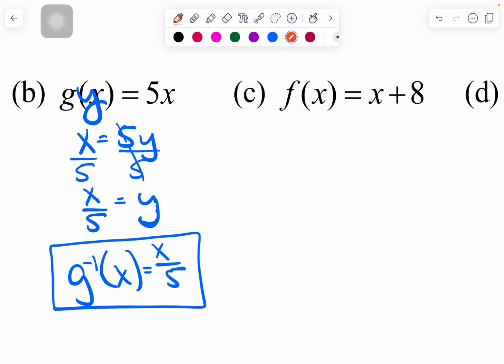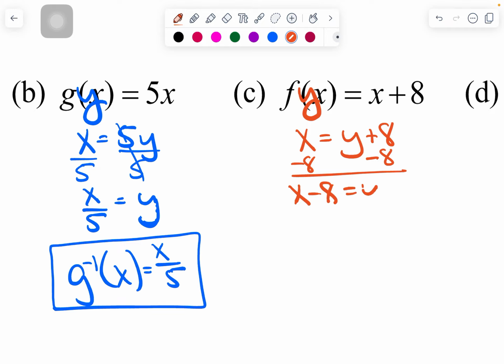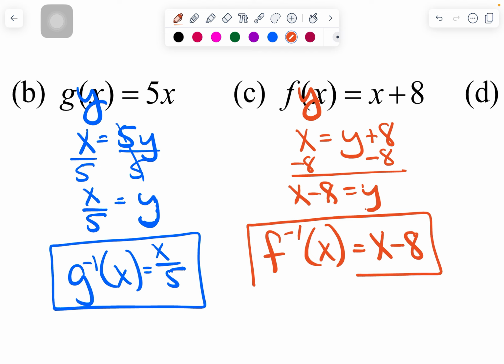All right, so for part C, we've got f of x is equal to x plus 8. Again, same thing I've been doing. Take y, replace it with x. Take x, replace it with y. So f of x equals x plus 8 is going to become x equals y plus 8. So to solve for y, I'm going to subtract 8 from both sides. So x minus 8 is equal to y. So to change it into function notation, f inverse of x is equal to x minus 8. There's our inverse function.